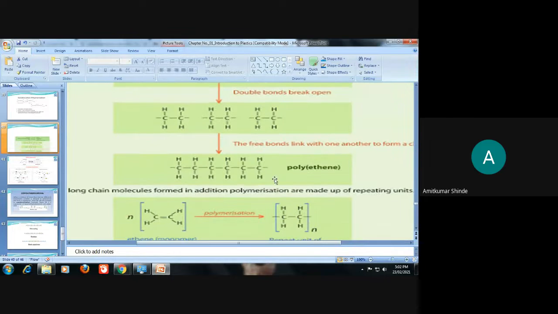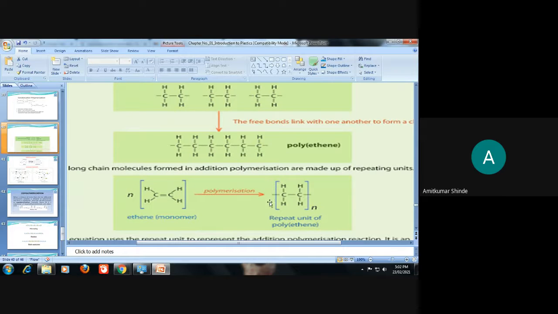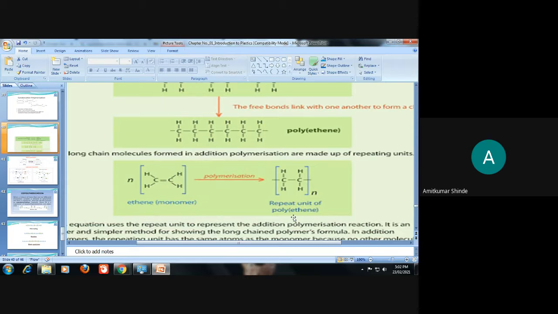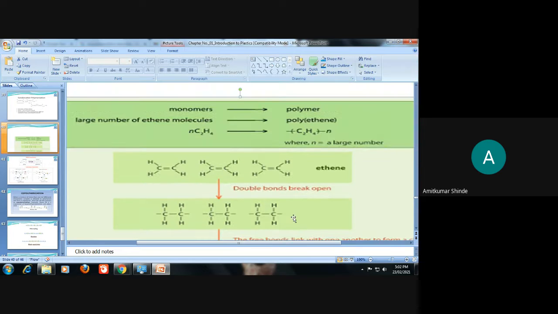In the third stage, at the end, carbon will form a bond with a hydrogen atom here, and at this end also carbon will form a bond with a hydrogen atom, and this process will get terminated. That is the termination process. At the end you will get the polymer. As the monomer used here is ethene, the polymer formed is polythene. In this way, this is the addition polymerization.